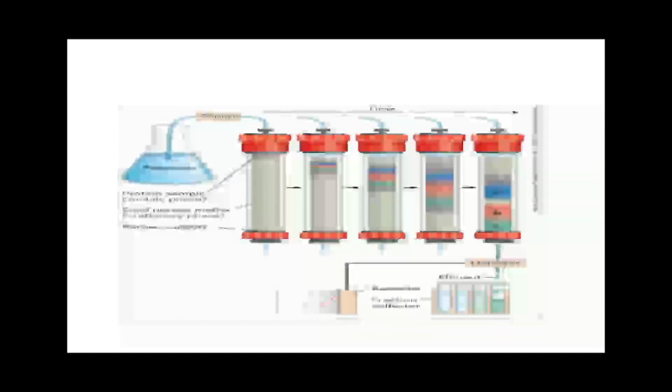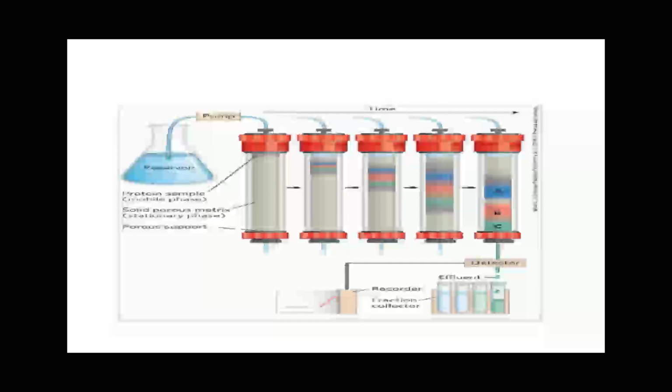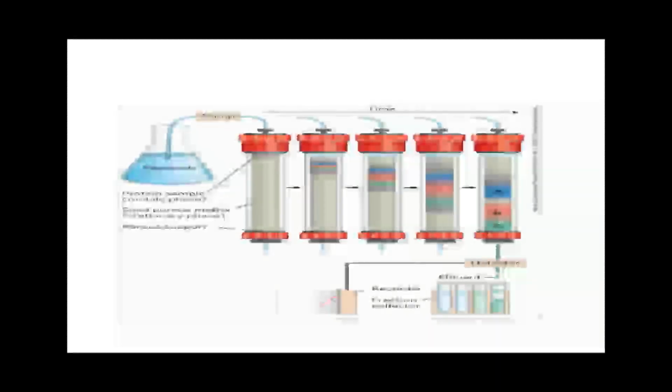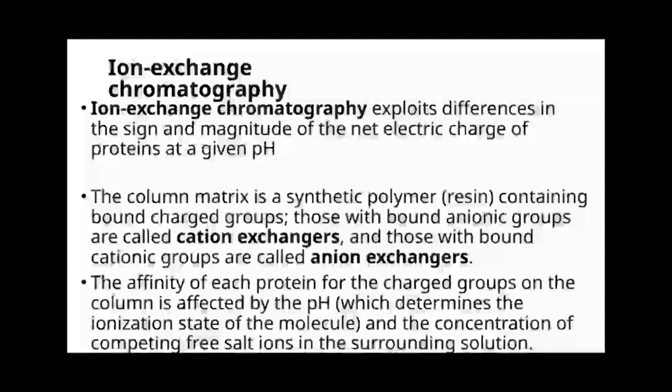Ion exchange chromatography is a technique that takes advantage of the differences in the net electric charge of proteins at a specific pH. The key idea here is that proteins have different charge properties depending on the pH of the environment, which influences how they interact with the chromatography column. The column itself is made of a synthetic polymer, often called resin, which contains charged groups attached to it. These charged groups are what enable the separation.